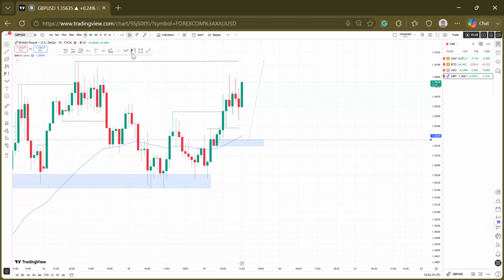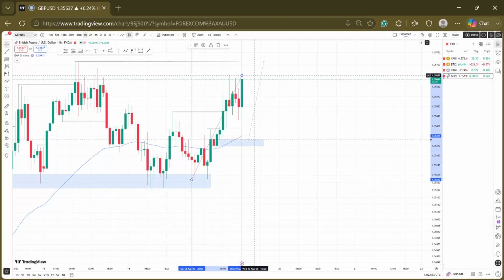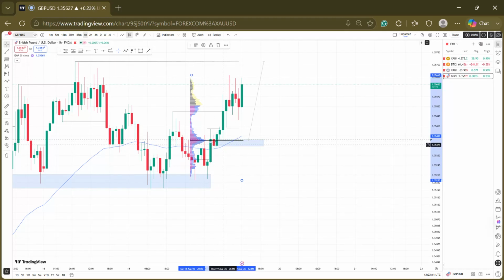another confirmation for this is using the fixed range volume indicator. So this is my swing low and this is my swing high. I'm going to be drawing from my swing low to my swing high, and you can see where the POC is. The POC is located at the order block zone. So that's where I'll be taking my buy from. That is exactly where I'll be taking my buy from.